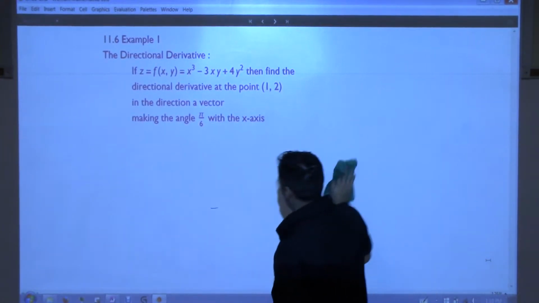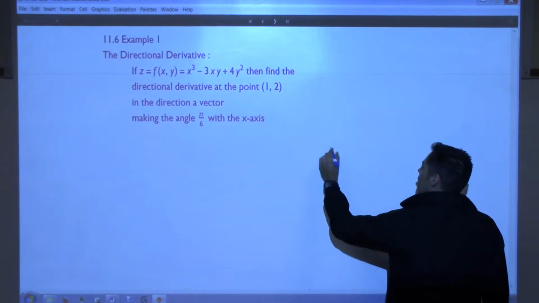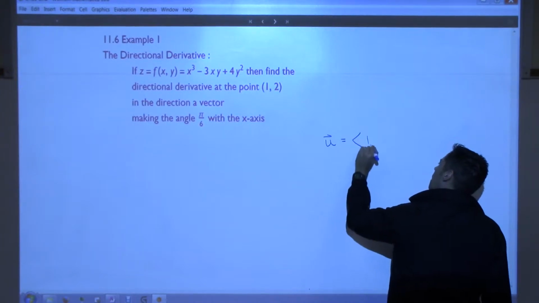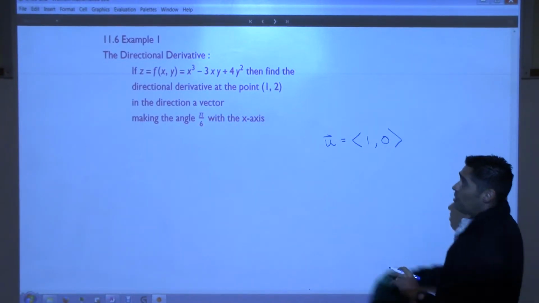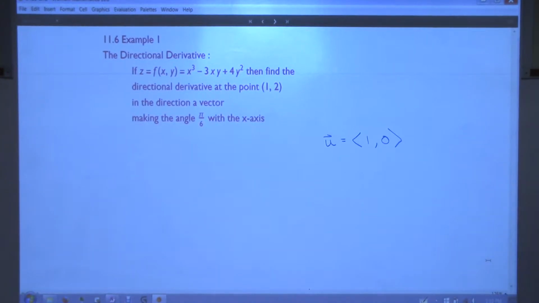Okay, so what's nice about this is, what if I gave you a unit vector? Well, you can tell me if this is a unit vector. What if I gave you this direction? So I'm not doing this problem right now, okay? I'm just asking you to think about this. Is that a unit vector? Yes, okay. What direction is that pointed in?